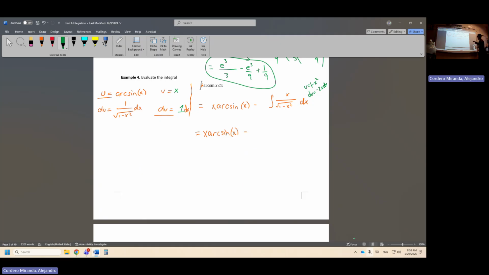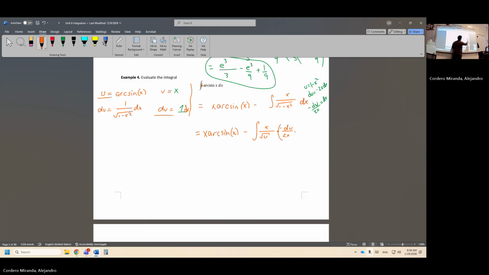Here's me going fast because we have 7 minutes left. There's my u, there's my du. Here's solving for the dx. Here's us rewriting. And here's what I was saying, that this x cancels that x. That's how you know you did it right.